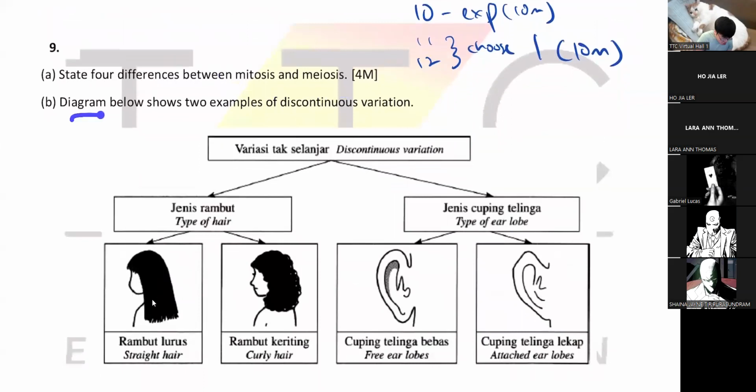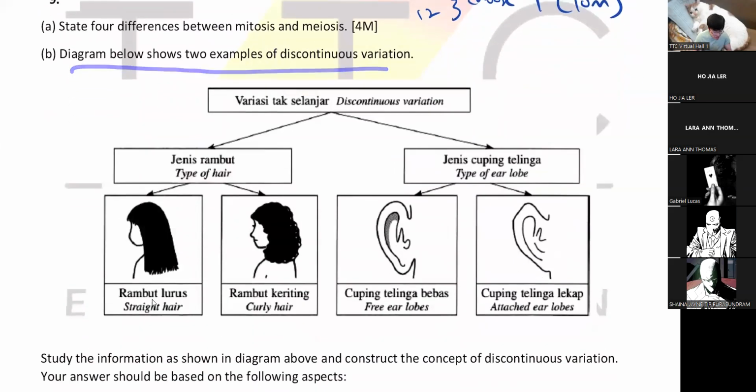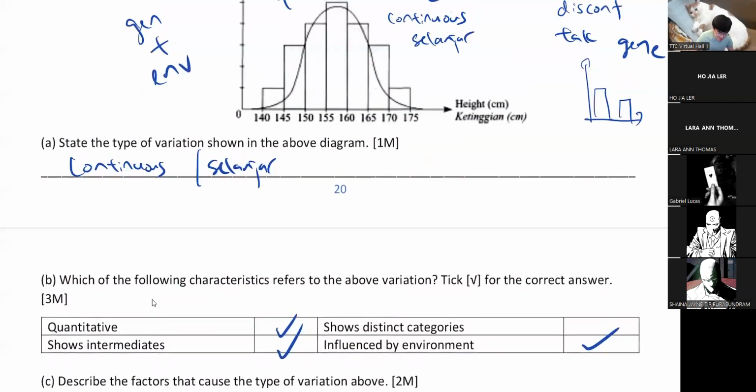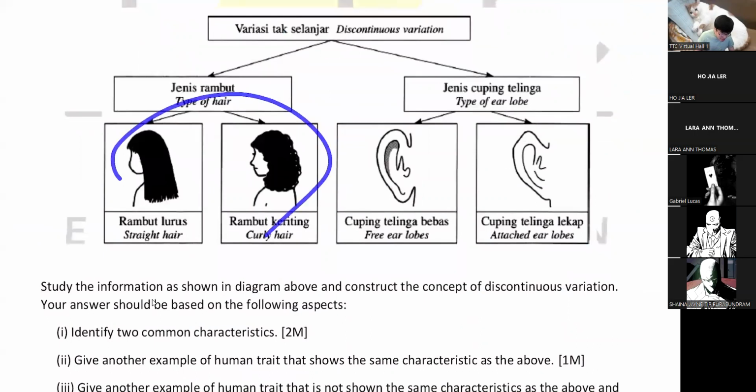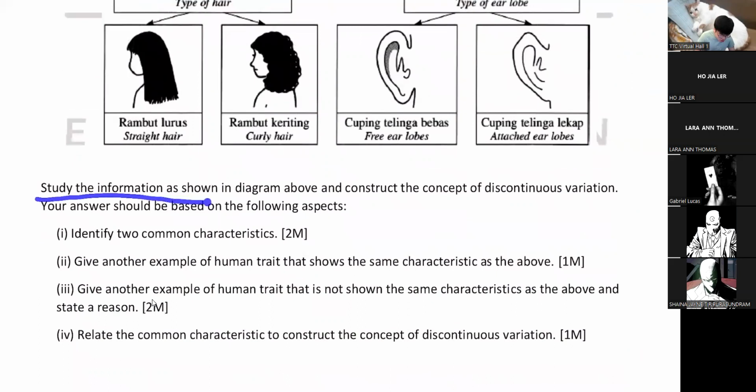So B shows 2 examples of discontinuous. As you can see, discontinuous is like this. Like your blood group, you can divide it into four classes, and 4 classes only, not like your height here, where there's anywhere in between. You have your hair, it's either curly or straight, there's nothing in between. Earlobe is either free like this or attached like this, there's no in between. You don't say you're half attached. It doesn't exist. So study the information as shown and construct the concept of discontinuous variation.